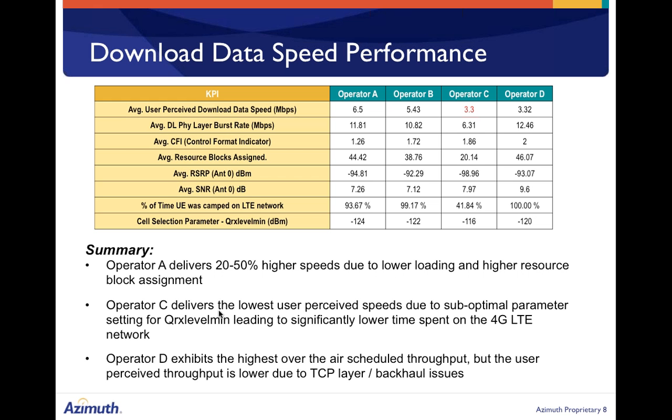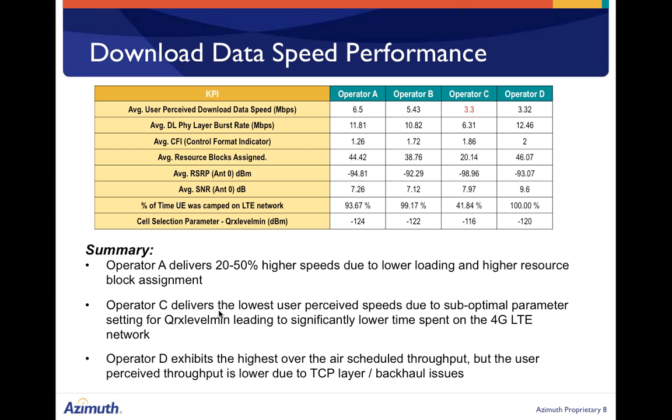Operator A had 6.5 megabits per second versus B having 5.43. Operator C had the lowest throughput at 3.3 megabits per second, and operator D was equally as bad as operator C with 3.32 megabits per second as well. This is in line with what RootMetrics and others have reported recently, a fairly big gap between the data speeds seen across operators.